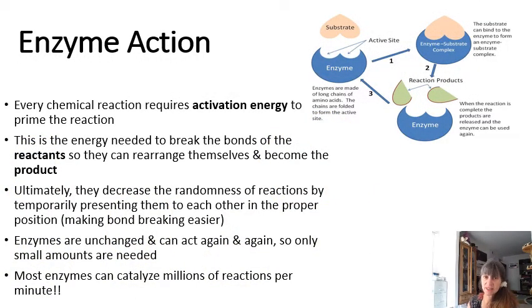Every chemical reaction is going to require some kind of energy for the reaction to occur. We call this activation energy. And this is the energy that's required to either break the bonds of the reactants so they can rearrange themselves and become the product, or put things together, because putting things together requires energy. So ultimately, the randomness of reaction is decreased temporarily by presenting the proper parts of the substrate to one another so that the reaction can occur, making bond breaking or bond forming easier.